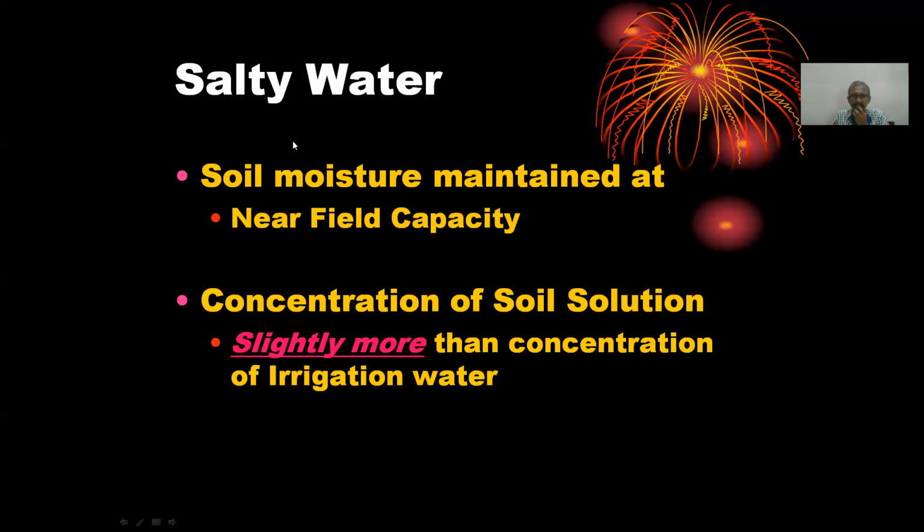So we can maintain near field capacity, and that is the reason why we are able to use salty water. From that itself, you can understand that if the salt water concentration is too high, then drip irrigation cannot help either.